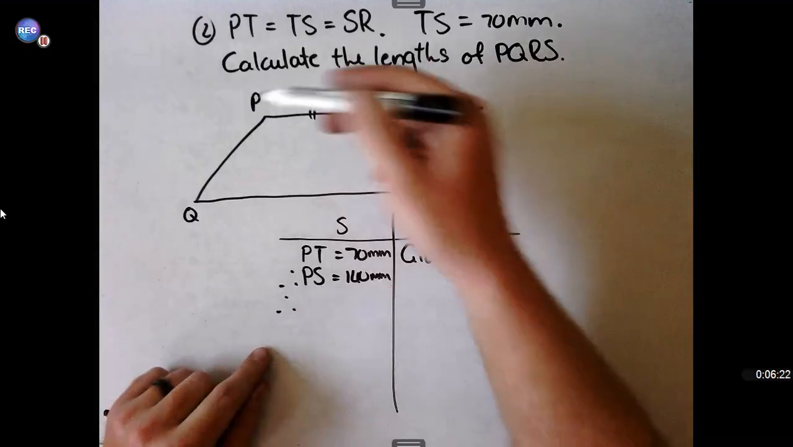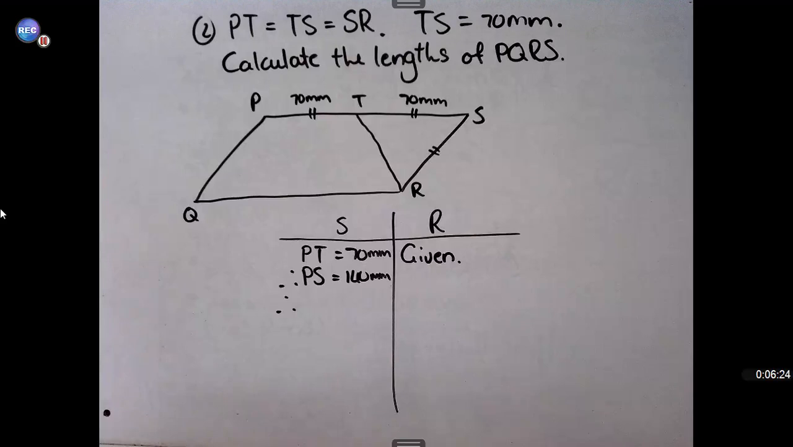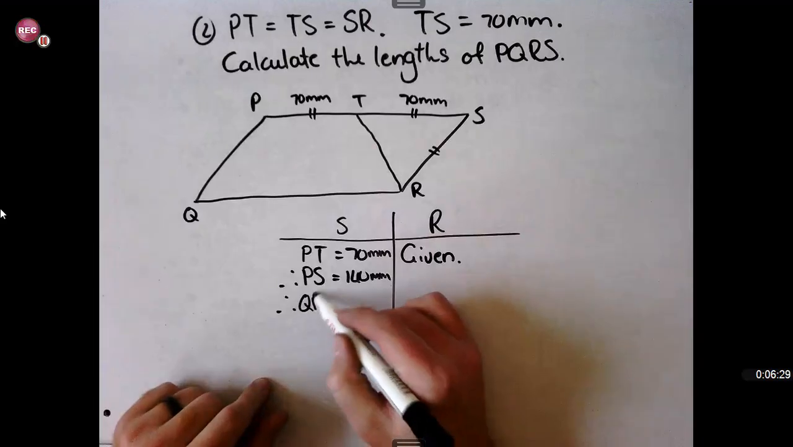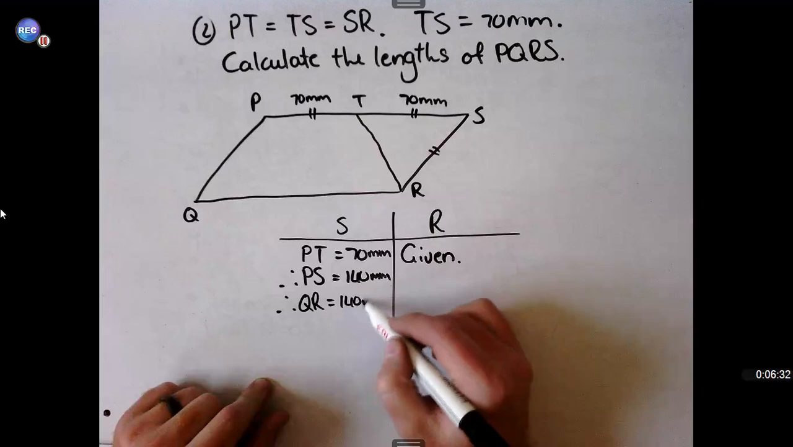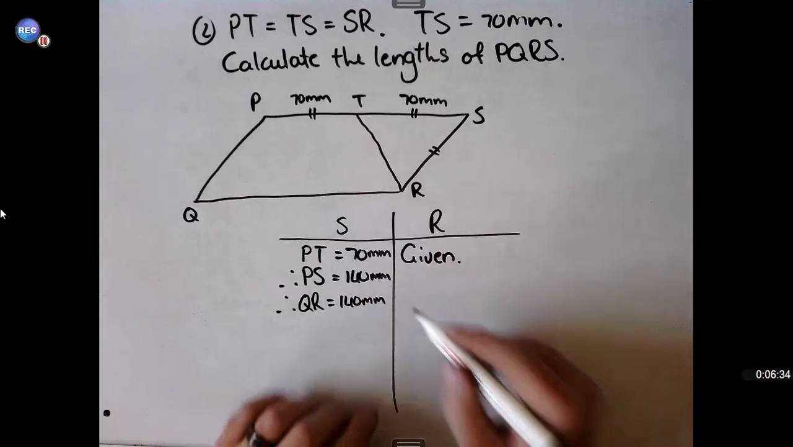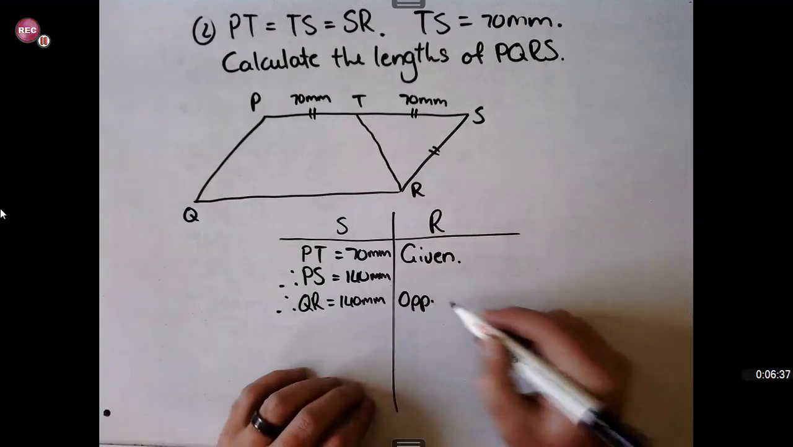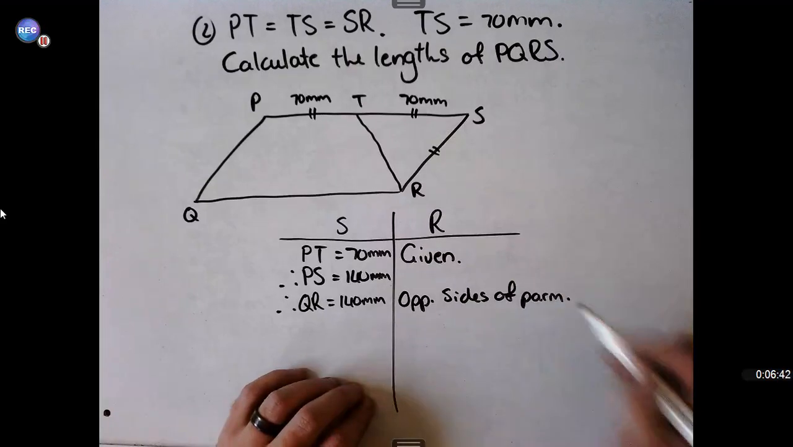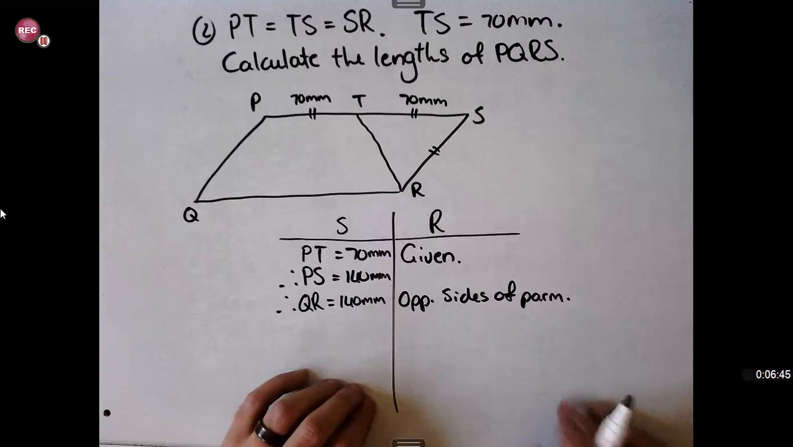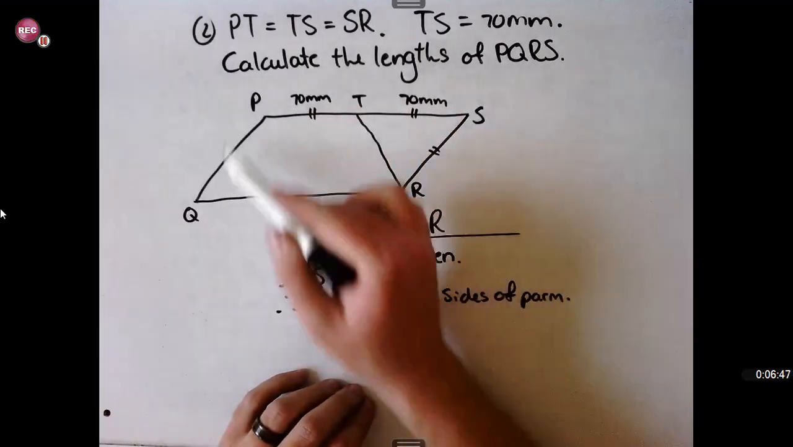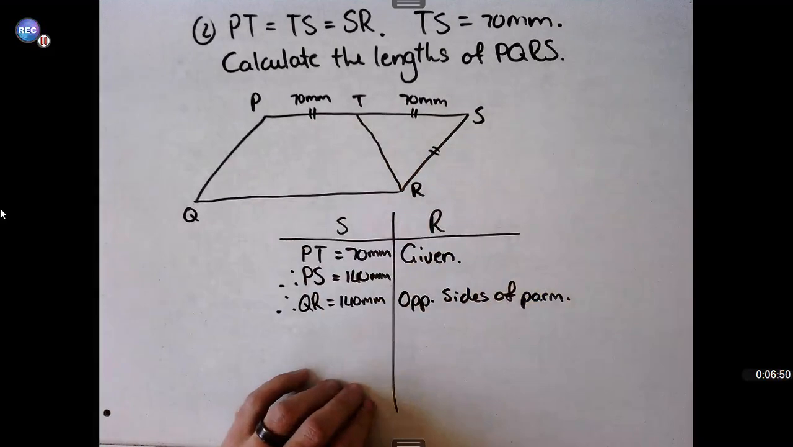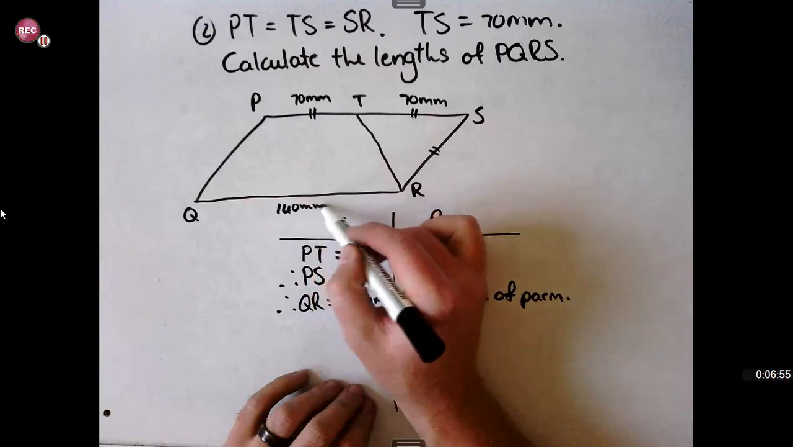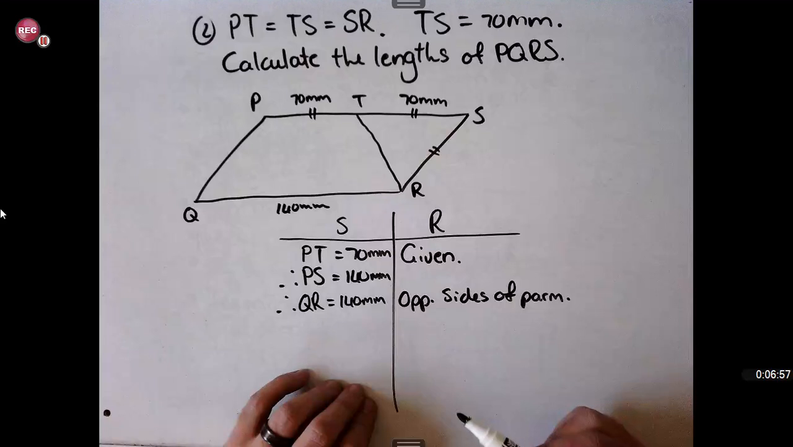Therefore, if PS is 140 millimeters, then the opposite side of PS, which is QR, is also equal to 140 millimeters. The reason for that is because they are opposite sides of a parallelogram. Opposite sides of a parallelogram. So this side, PS, is equal to side QR over there. So we've got this one. This is 140. That is obviously 140 if you put both of them together.